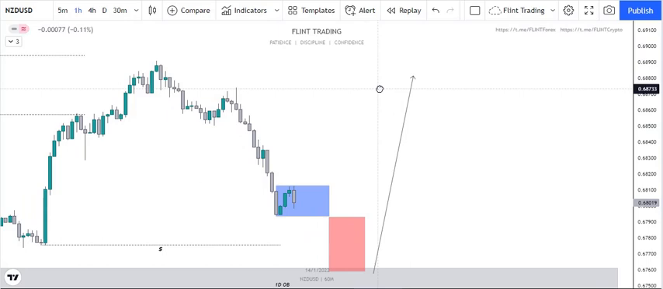So of course, some few things: inducement, liquidity, AMD pattern, momentum, and determining the structural bias. That's it. I hope this may help you guys.